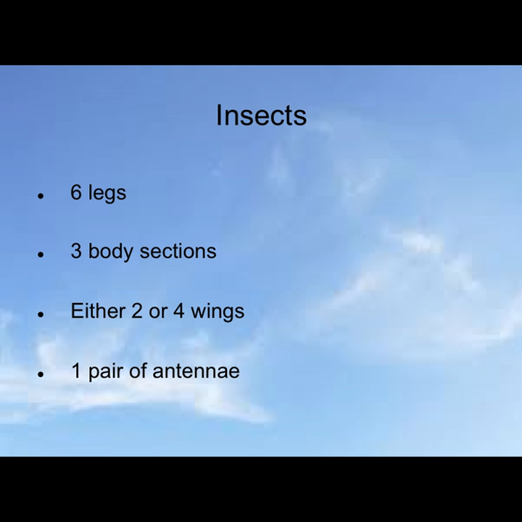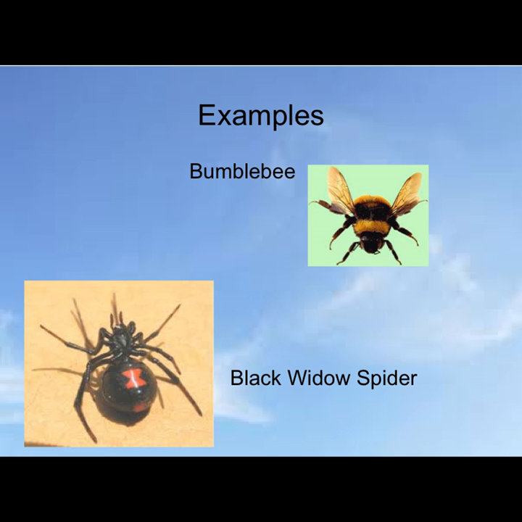The last type of animal is an insect. They have 6 legs, 3 body sections, either 2 or 4 wings, depending on the type of insect, and they have 1 pair of antennae.